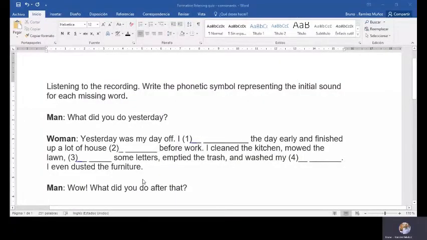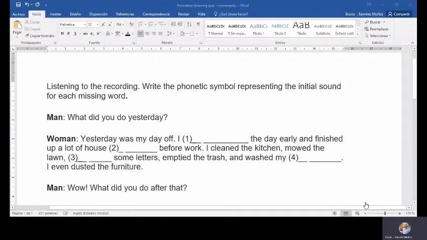Let me try again. Unfortunately, it's not easy to know whether you're seeing this or not. But anyway, I'm going to be playing the recording for you to focus on the initial sound of these particular missing words, all right?